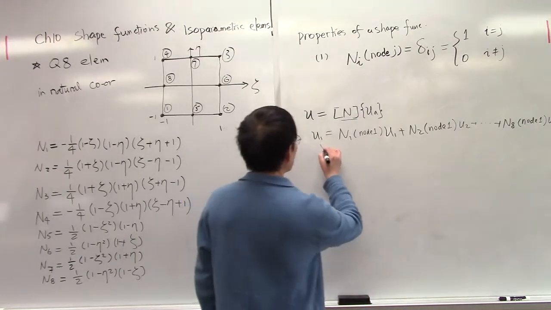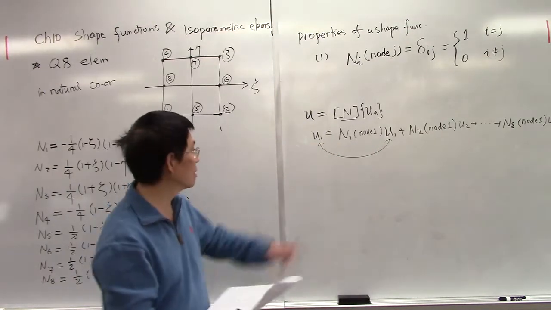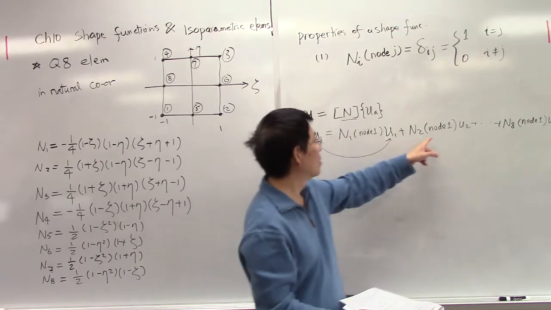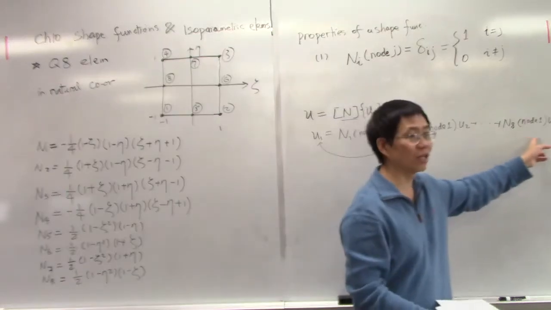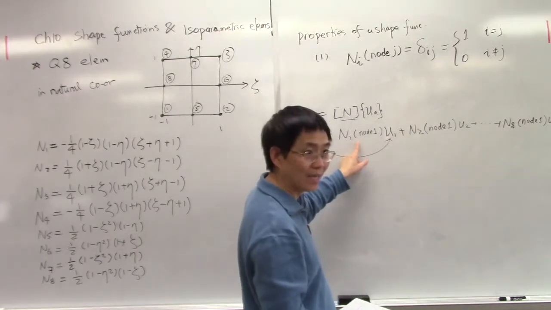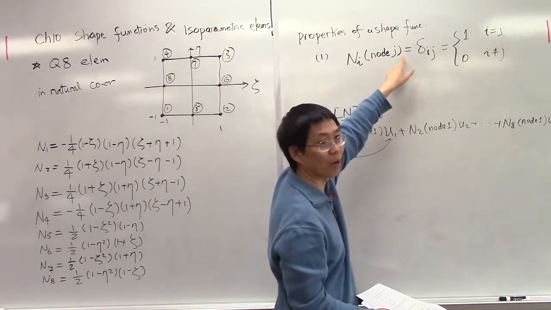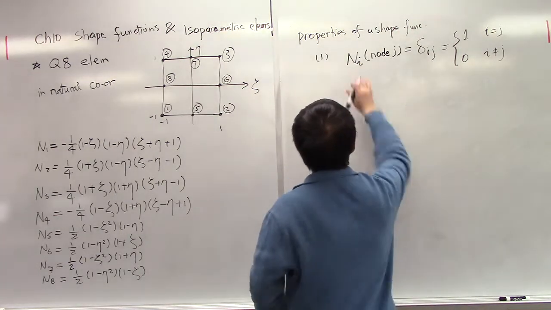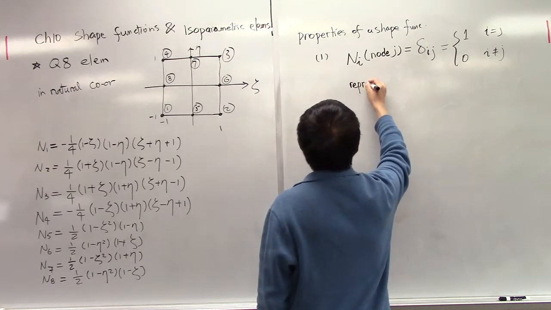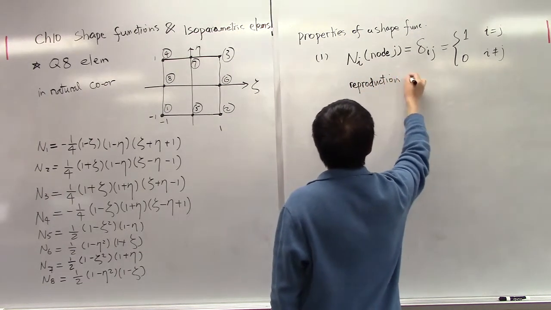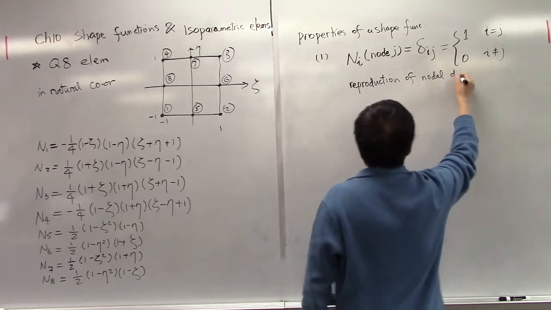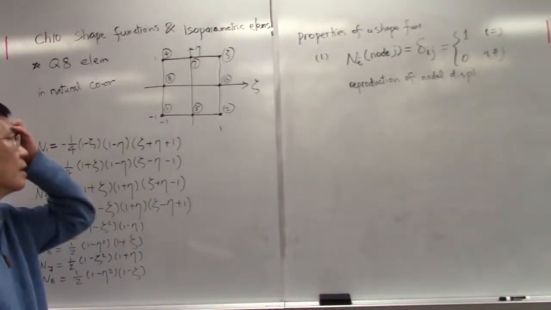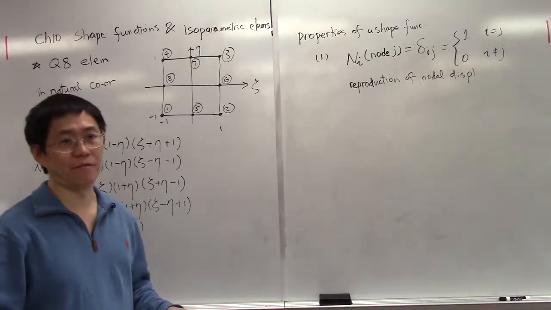We also know that these two should be equal, right? They are the same thing. So this is N1, this is N1. So the only way for this to hold true is that this should be 0, so the rest of the contribution should be 0, and that should be 1. Okay? This is exactly that property. So this is to ensure reproduction of nodal displacement values. Okay, so this is the first property that any shape function should have.